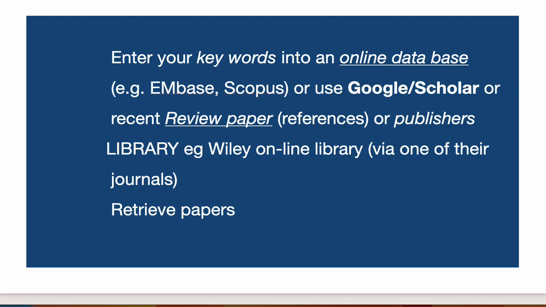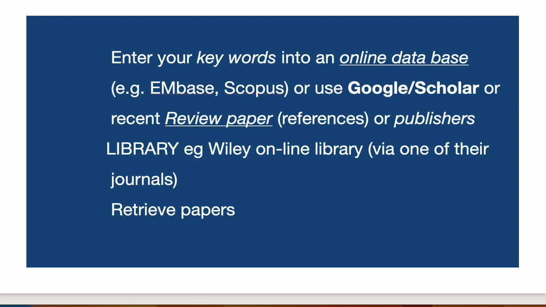So once you've got your keywords, and if you've got access to an online database through your library or through your employing institution, you want to look at databases like Embase or Scopus. You can use Google Scholar, or you can even find potentially a recent review paper, because that will have lots of references in and publishers that will give you a clue as to where the right journal is for you. So you can use Wiley Online Library via one of their journals. You can just get in through any of their journals that they publish.